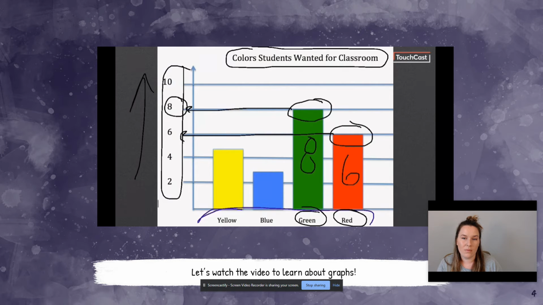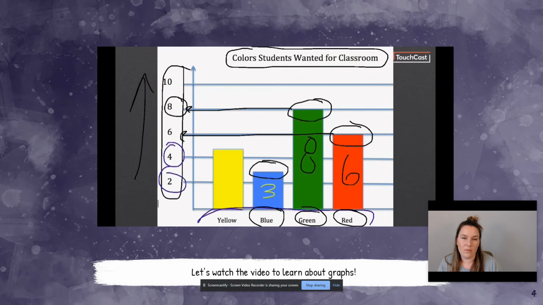6 people wanted red. Now here's the more difficult ones. We'll talk about blue. Blue ends here and it's not on a line. So that means it's between 2 and 4. It's between 2 and 4. And what number becomes between 2 and 4? Well, that would have to be 3.